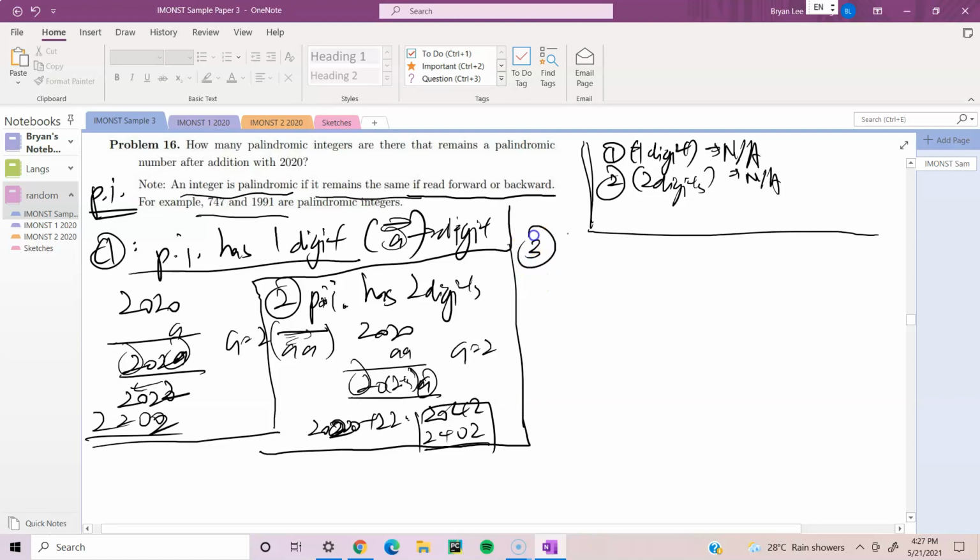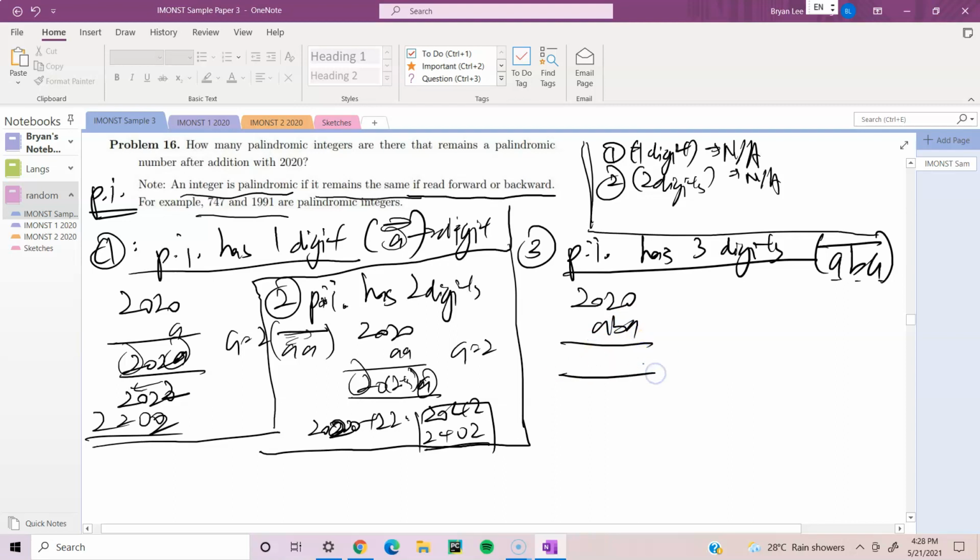Now, the third case is where our palindromic integer has 3 digits. A 3-digit palindromic integer will be represented in the form of ABA. Again, the line above it just represents that A and B are digits, so a number from 0 to 9, won't exceed 10. Now 2020 plus ABA, we need to cap a maximum for this. The maximum would be 2020 plus 999, because 999 is the largest 3-digit integer, which would be 3019.